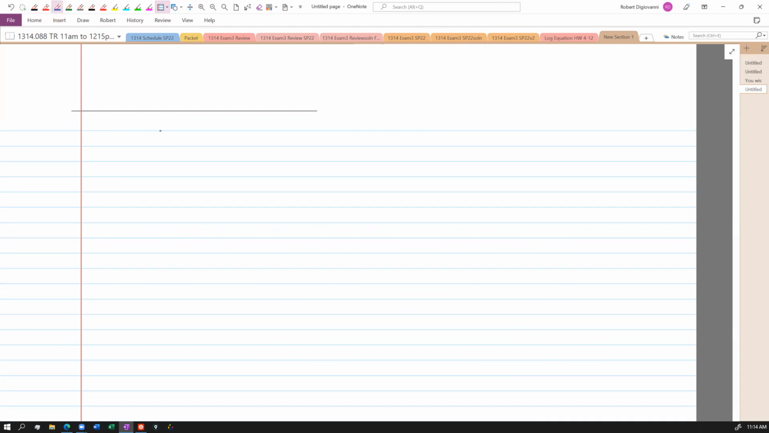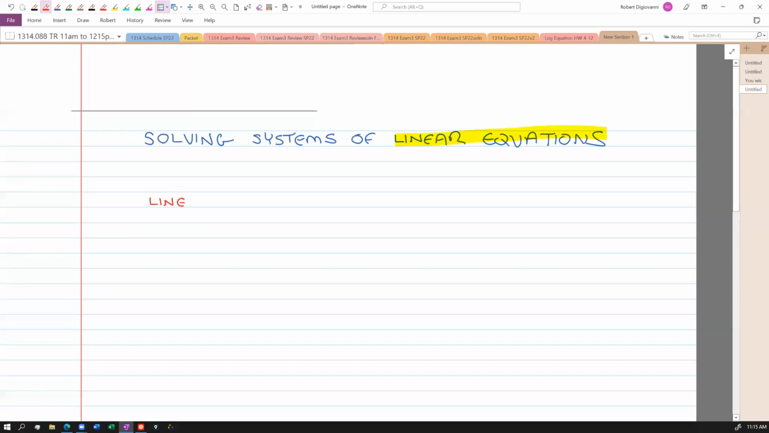So let's get started. Today, what we are doing is something called solving systems of linear equations. Okay, that's what today is about. So let me remind you of what just a linear equation is. You've looked at these before. Linear equations look like this.